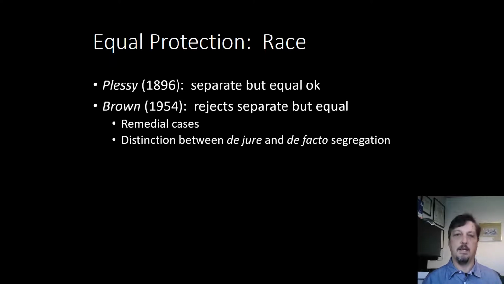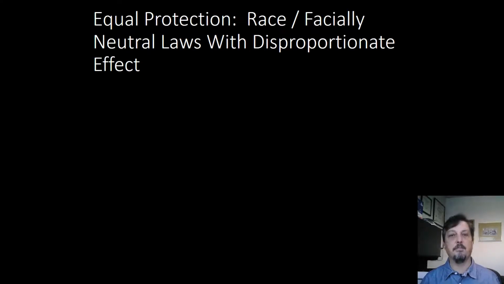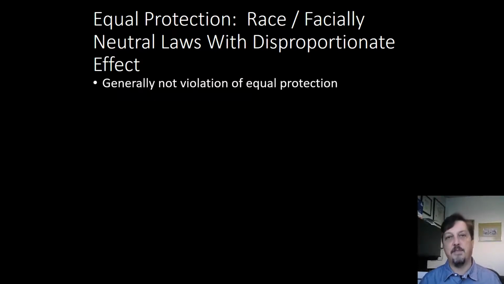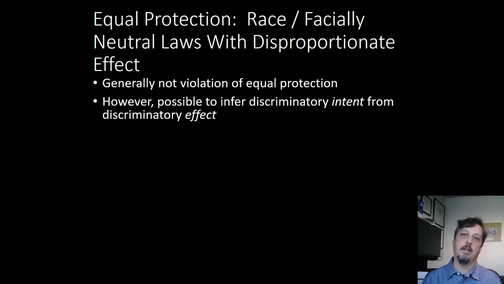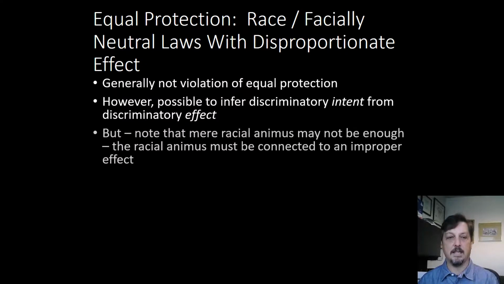And we saw that where a legislative scheme or a regulatory scheme is really trying to change de facto segregation, very often the court's going to say that's not really what Brown was addressing, and might very well strike that down. We talked then about equal protection in the context of race for facially neutral laws which have a disproportionate effect. In general, we said a facially neutral law is not a violation of equal protection, but the court may infer a discriminatory intent from a discriminatory effect.